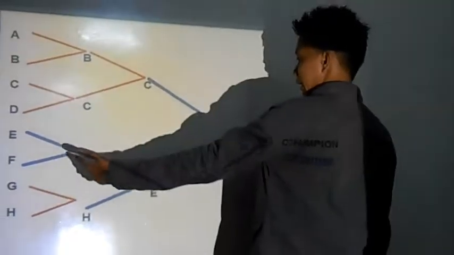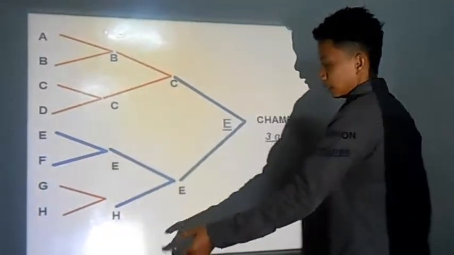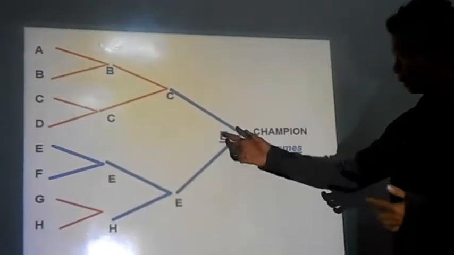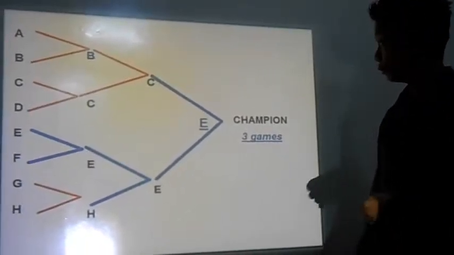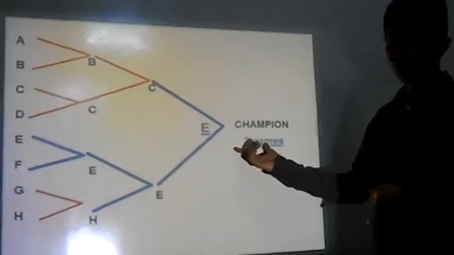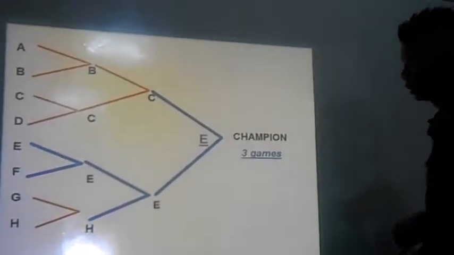So if we count, this is game 1, this is game 2, and this is game 3. Meaning, to become a champion from 8 teams, we have to play 3 games. So the answer is 3 games.